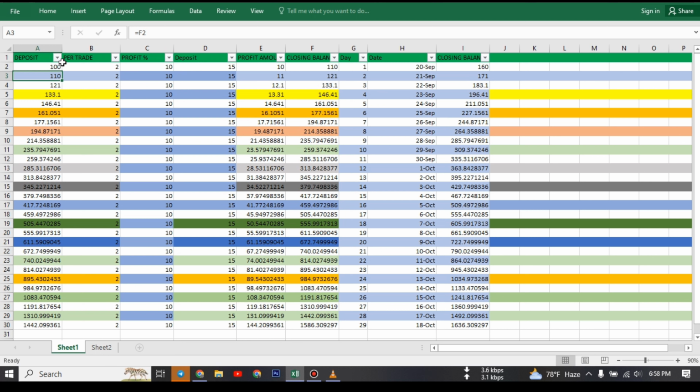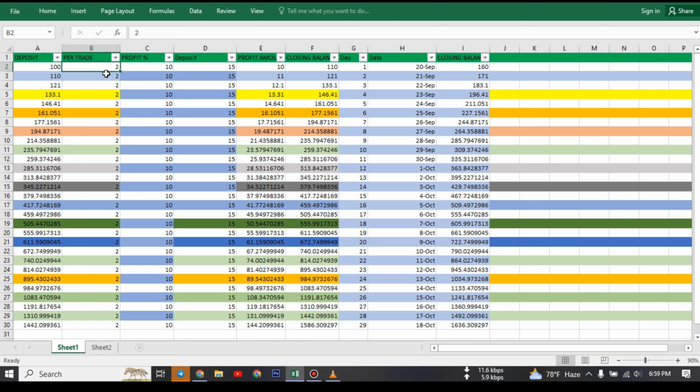So this is the deposit amount. Only this cell is for the deposit amount or your balance. Okay. So per trade means how much you will take per trade. You can manage it according to your risk amount. All right. Suppose here the per trade amount is $2.